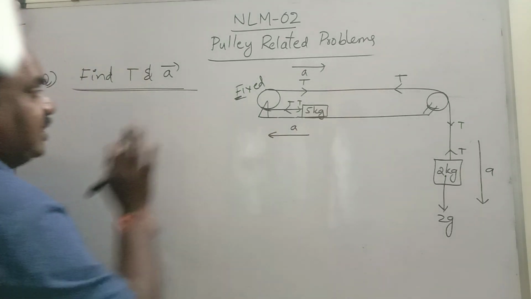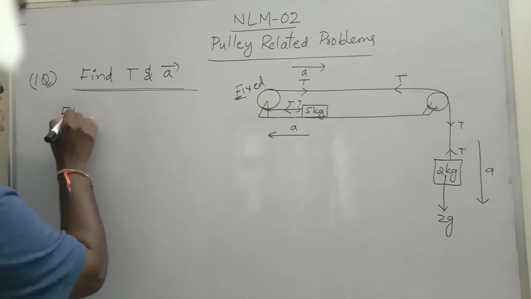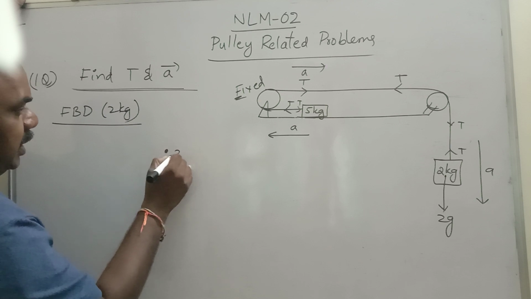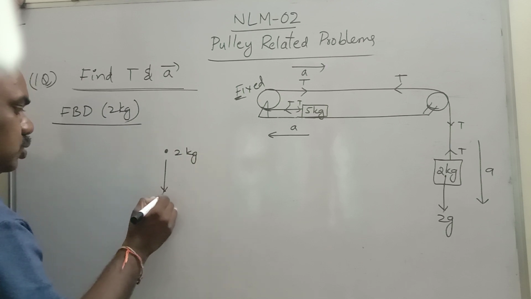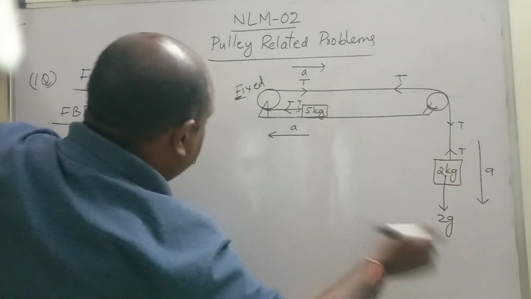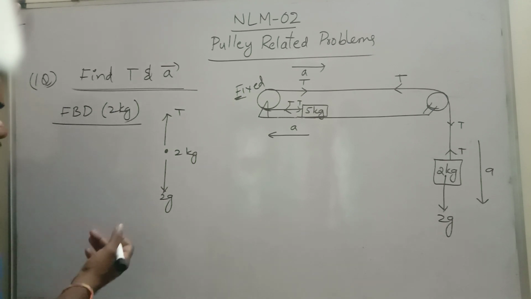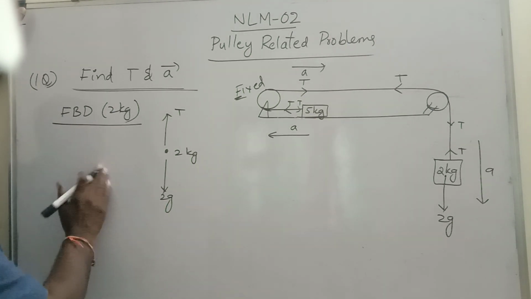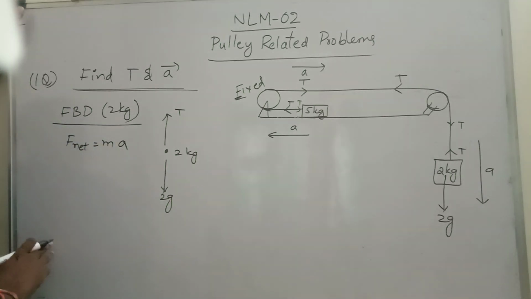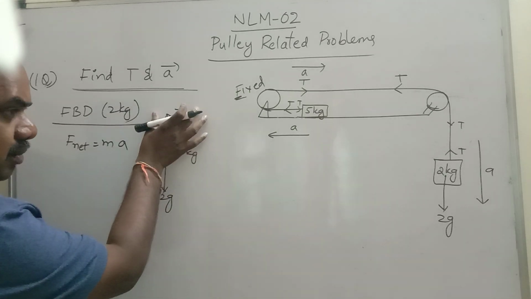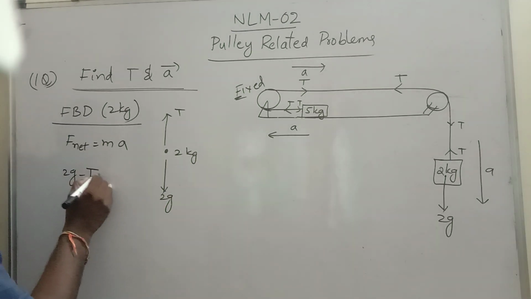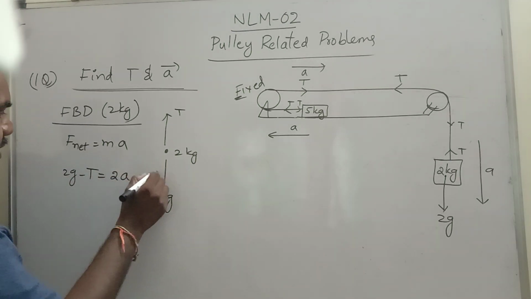What is the tension, what is the acceleration, we have to find. First write the FBD of the 2 kg. Make 2 kg a point mass. Weight is downwards, 2g downwards, and what is upwards? Tension is upwards, 2g is downwards. Now observe children, in an FBD, net force is equal to MA. What is net force? Greater force minus lower force. The greater force is the one coming down. So 2g minus T is equal to M into A. This is equation number 1.